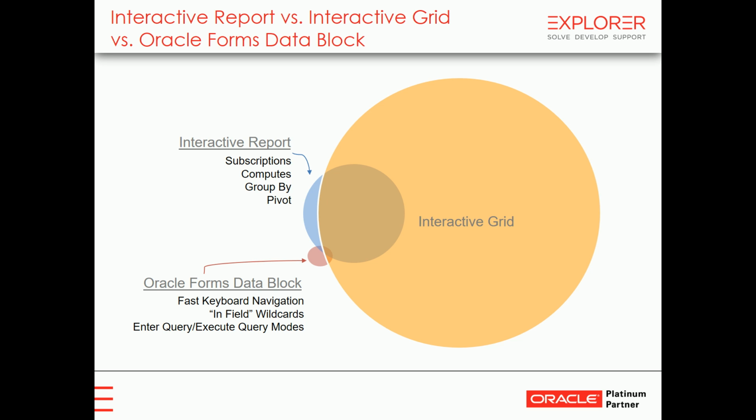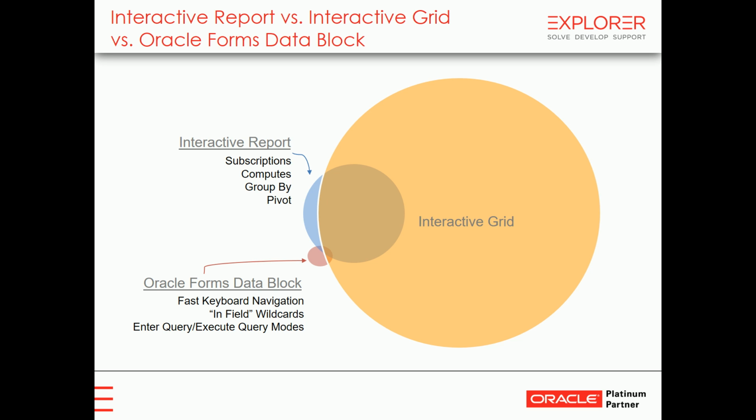For those of you unfamiliar with the Oracle Forms data block, this allows for certain modes. So you've got enter query, you execute query, you can cancel the query, you can put in wildcards in the first row of your data block, for example the underscore or the percent sign, and you can execute that query and just return the rows which match that wildcard set in. It also supports very fast keyboard navigation in terms of tabs, page down, and scrolling around with the arrow keys as well.